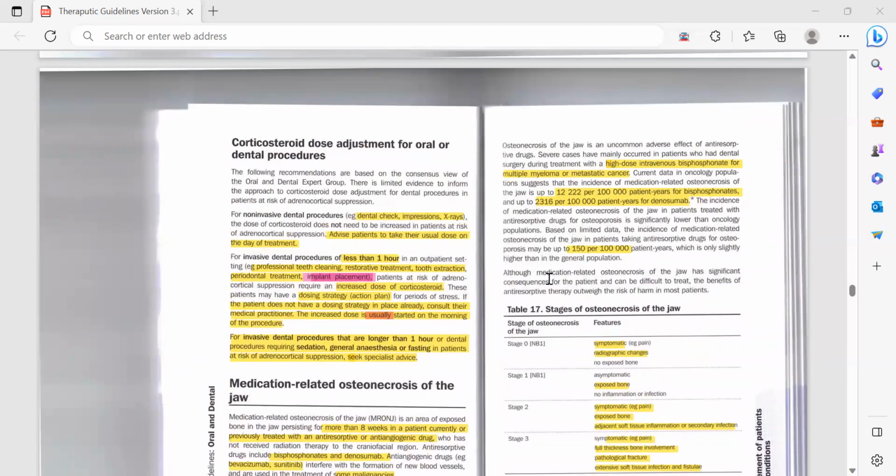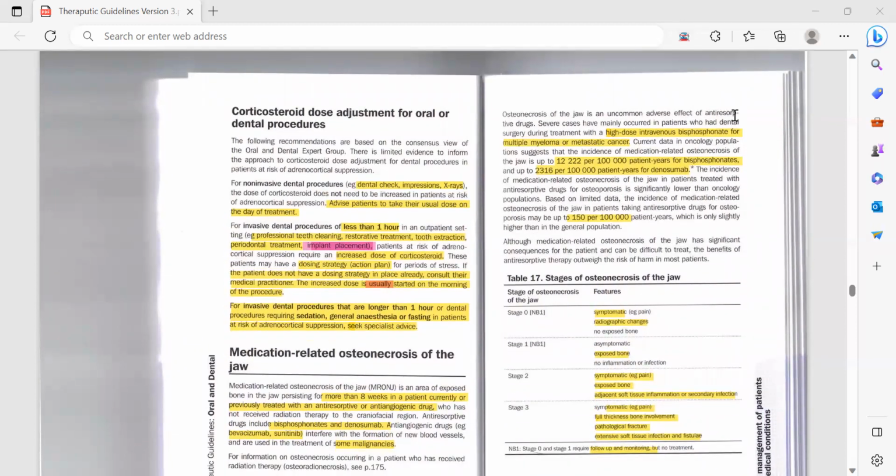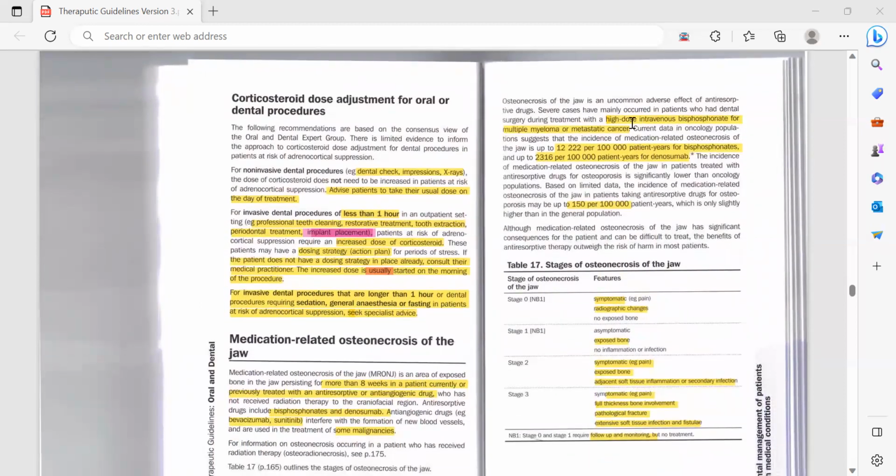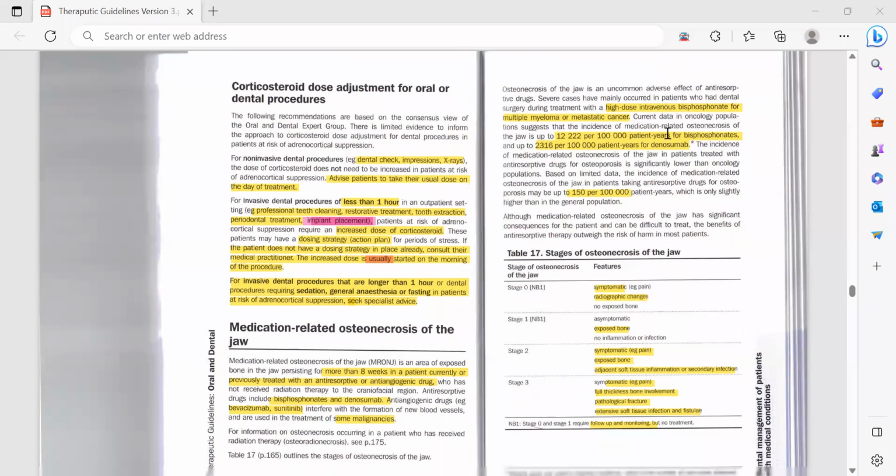Then, this is some data that they have given. Osteonecrosis of the jaw is an uncommon adverse effect of anti-resorptive drugs, and severe cases have mainly occurred in patients who had dental surgery during treatment with a high dose of IV bisphosphonate for multiple myeloma or metastatic cancer. For example, if the patient has cancer or multiple myeloma, they would be taking high doses of IV bisphosphonate. If you do any treatment in that period, that would lead to MRONJ cases.